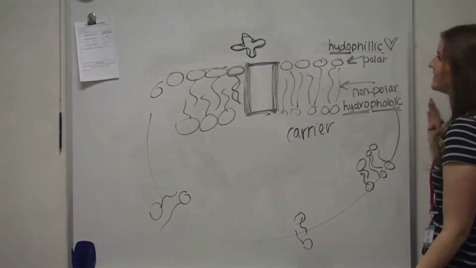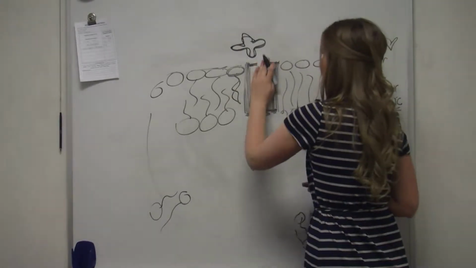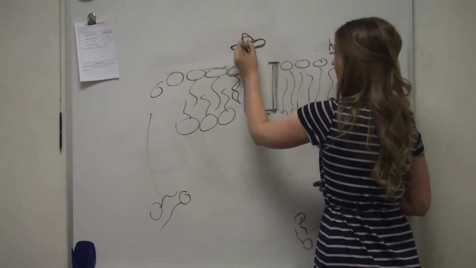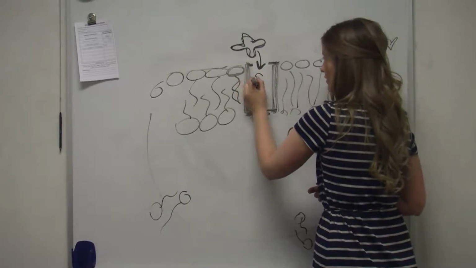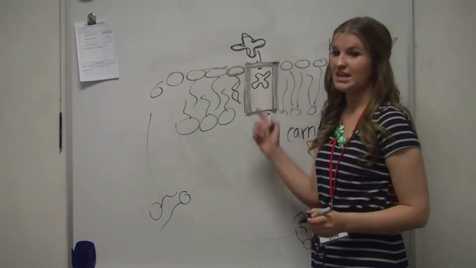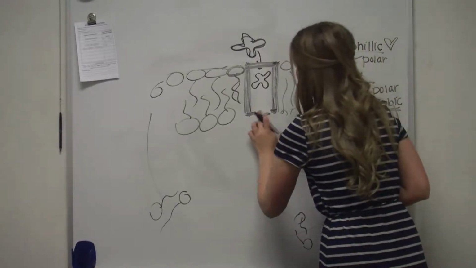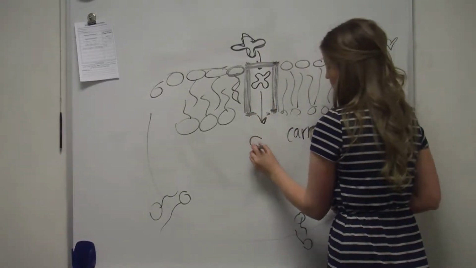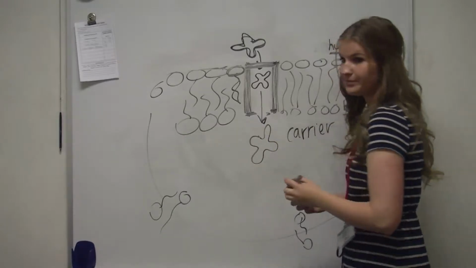So this one is going to open up and bring this in here. Once it's in here, we're going to close this gate, because only one side is going to be open at a time. Then we're going to open this one and let it come out.